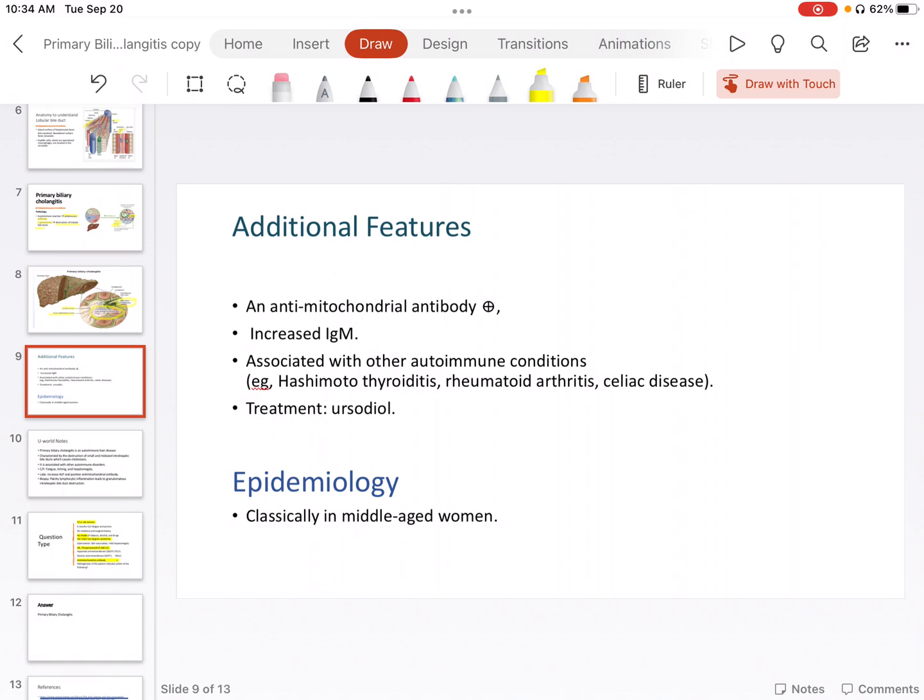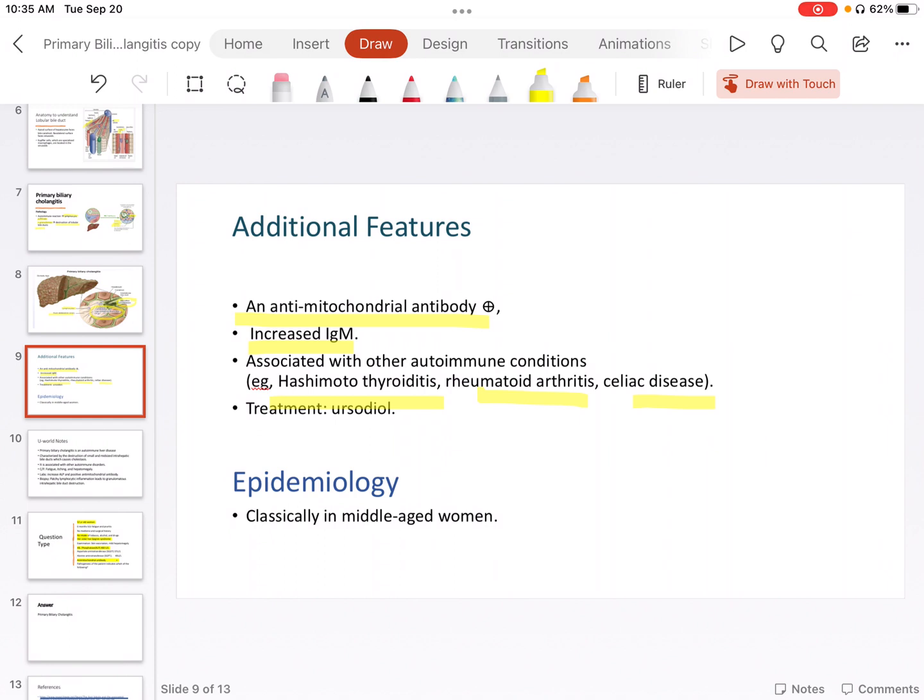Next, there are additional features which are mentioned in First Aid. On the lab, you will see an anti-mitochondrial antibody. It is very important, and you may see that in the question. There is increased IgM, and since it's an autoimmune disease, there are more chances of a history of other autoimmune diseases in the family, like Hashimoto's thyroiditis. There could be rheumatoid arthritis history. There could be celiac disease history, or any other autoimmune disease could be there.